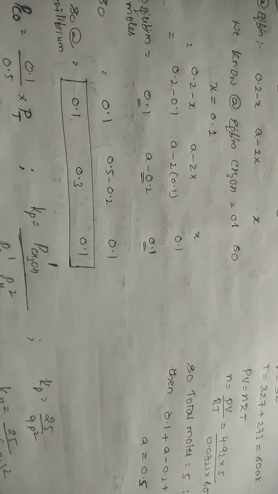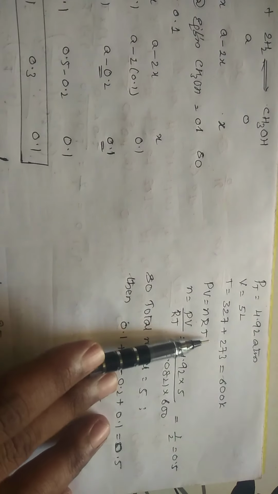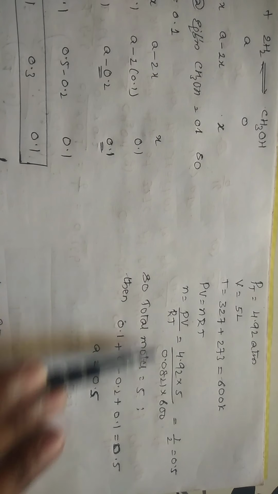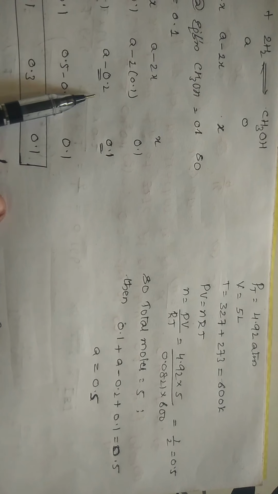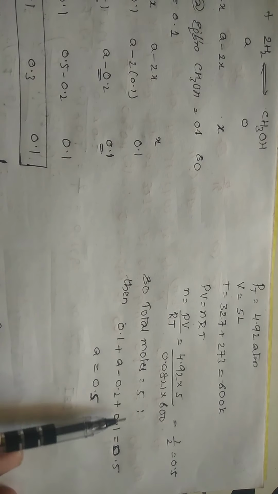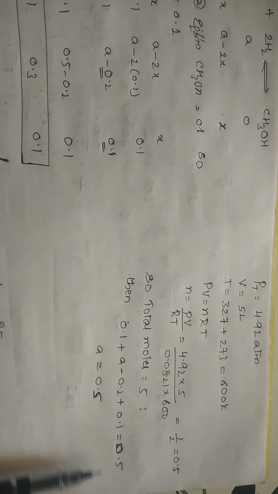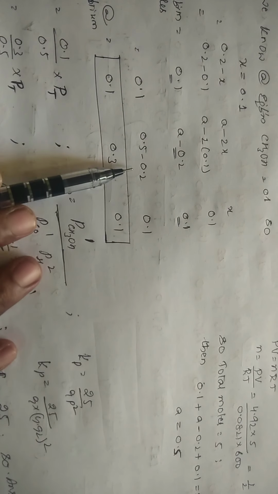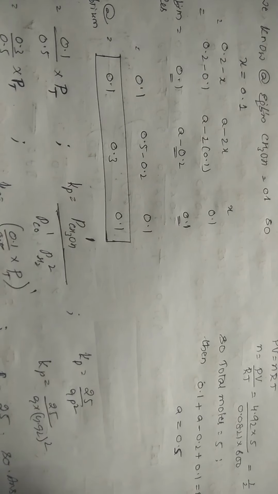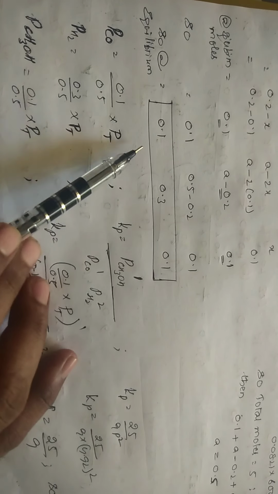To find out the value of A, we should go for the equation PV is equal to nRT, so that n will be equal to 0.5. What does it indicate? At equilibrium, 0.1 plus A minus 0.2 plus 0.1 should be equal to 0.5. So that A is equal to 0.5 minus 0.2, you will be getting 0.3. Now by taking all the mole fractions, you can solve all the things.